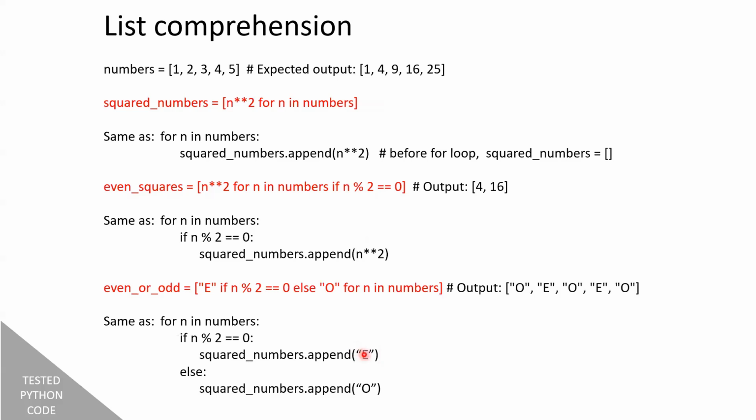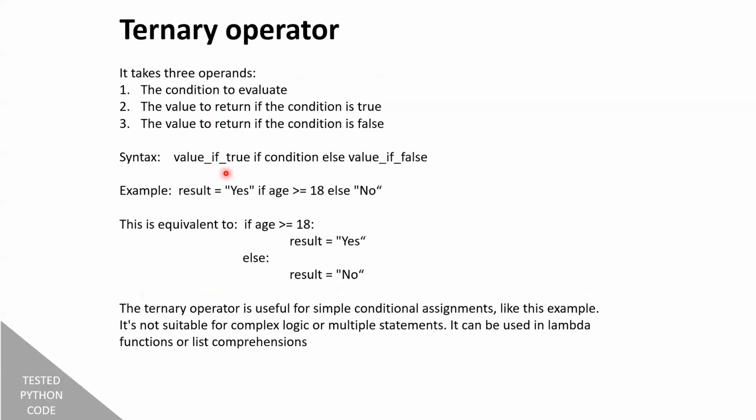So next topic is list comprehension, which is very useful in programs. Example: first numbers list, a list of numbers 1 to 5. Expected output is the squares: 1 square, 2 square, 3 square, 4 square, 5 square, that is 1, 4, 9, 16, 25. Of course in the traditional way it takes 4 to 5 lines of program.